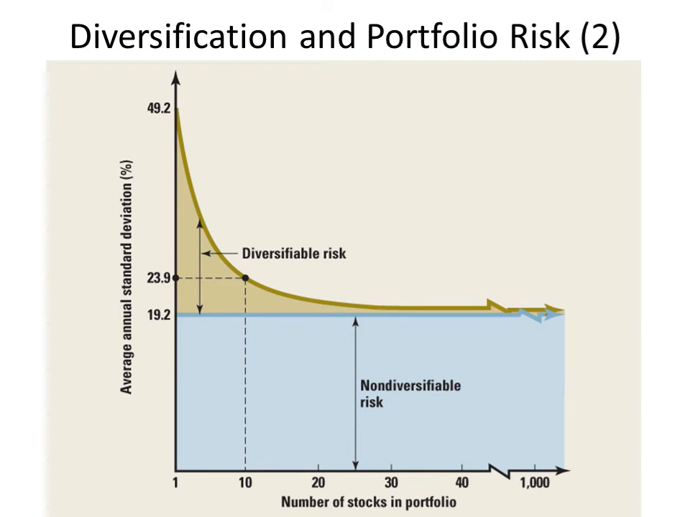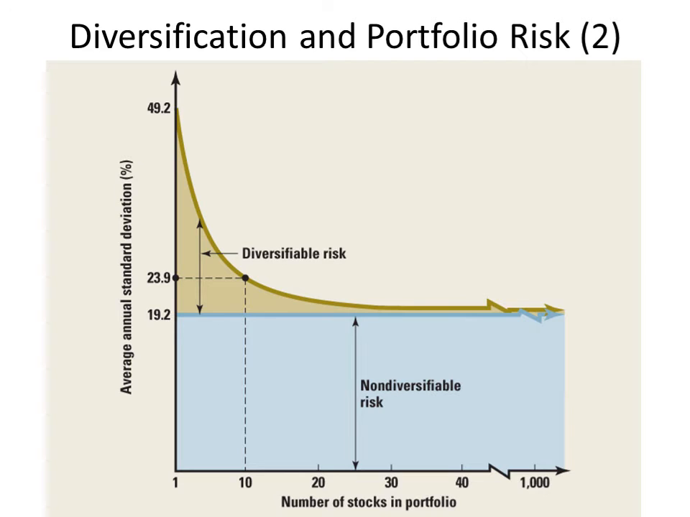Here's the same idea, but in a graphical format for you visual learners. Notice that the first stock, down here, number of stocks and portfolios on the horizontal axis, and we have 49.2% standard deviation. And as we add stocks, that standard deviation comes down until it gets really close to 19.2%. But it doesn't drop below that 19.2%. Thus, 19.2% must be our level of non-diversifiable or systematic risk.